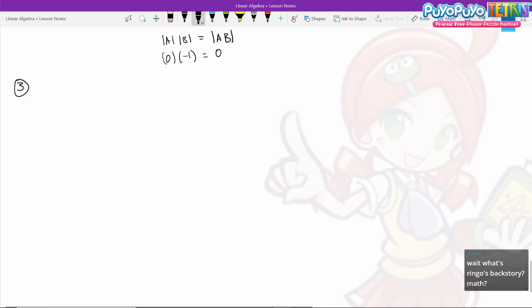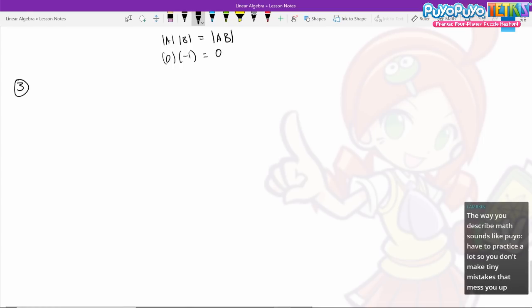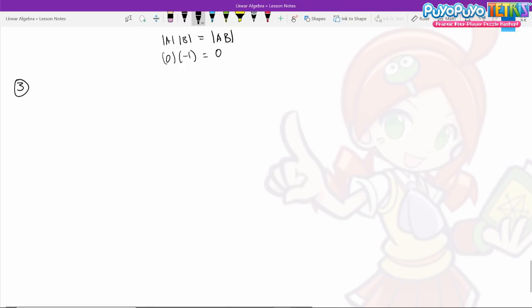What's Ringo's backstory? She's part of the physics club. And physics requires lots of math, as you can guess. I actually really liked it. When I was in college, my college offered two types of physics classes. There was a physics class with no calculus, and a physics class with calculus. So everyone, like all my pre-med friends, took the algebra physics because they were scared that the calc-based physics was too hard.